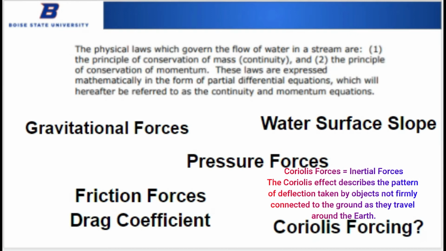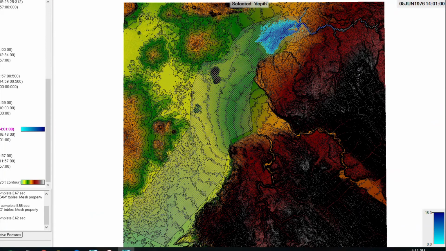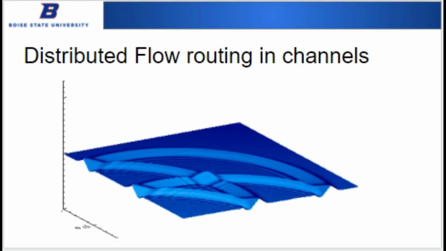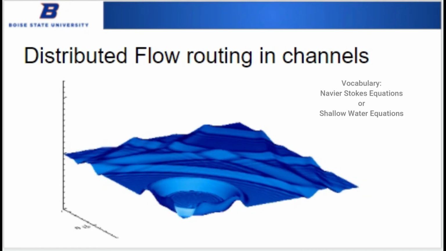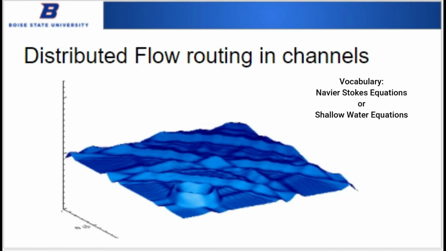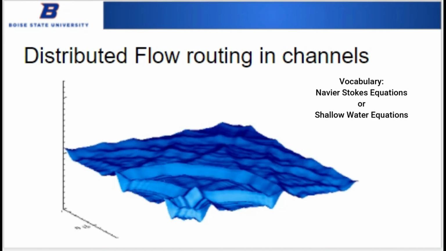For example, I'm modeling a 70 mile by 70 mile model domain, and this is small enough where we don't see Coriolis forcing affecting it. But if you were modeling the whole United States or the whole state of Idaho, you likely would need to use an approximation for the Coriolis forcing. So here is a MATLAB visualization of the Navier-Stokes equations, or the shallow water equations, propagating in an open system. So we'll talk about this in a mathematical sense.